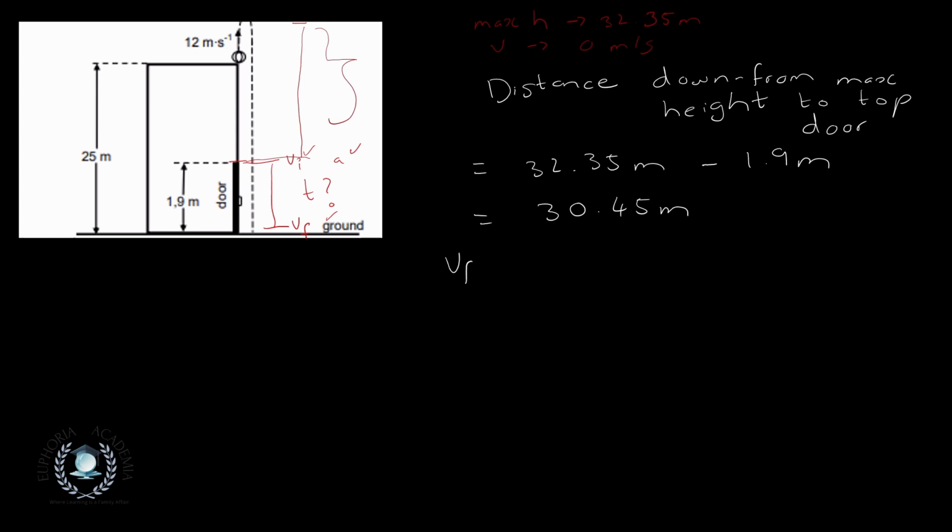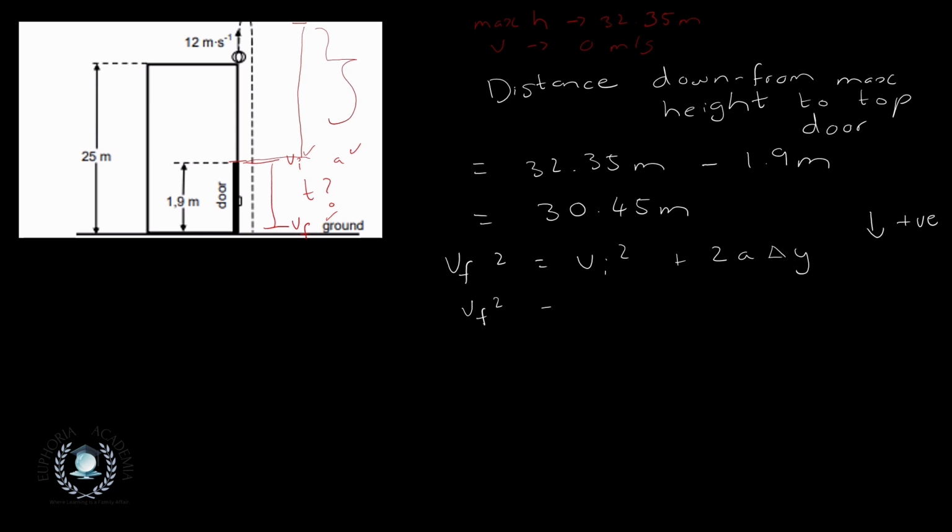We're going to say Vf squared is equal to Vi squared plus 2a delta y. Now we're still taking downwards as positive. This Vf squared is essentially what we're trying to find, so we're just going to leave it.